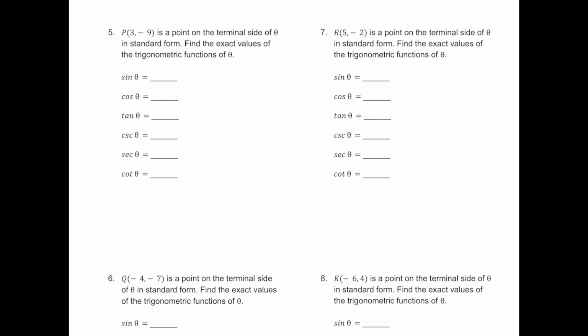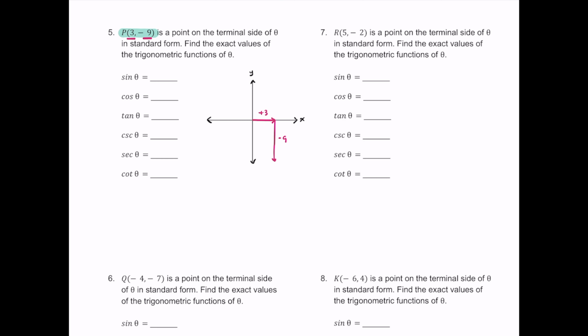Let's check out a fifth example here. These aren't necessarily going to be Pythagorean triples, so we might get some radicals we have to deal with here. So for point P, we have 3 comma negative 9. Throwing this on a coordinate plane, we have 3 to the right and 9 down. So let's go 3 units to the right here. That's going to be positive 3. And let's go 9 units down. So all the way down here.